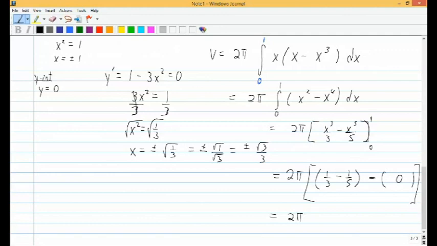Alright, so that's 2 pi times a third minus a 5th. Common denominator is 15. 3 going to 15 5 times. 5 times 1 is 5. 5 going to 15 3 times. 3 times negative 1 is negative 3. So that's going to be a positive 2/5. Or I'm sorry, 2/15. So 2 pi times 2/15 is what? 4 pi over 15. So the volume for that figure, if it was revolved about the y-axis, would be 4 pi over 15.